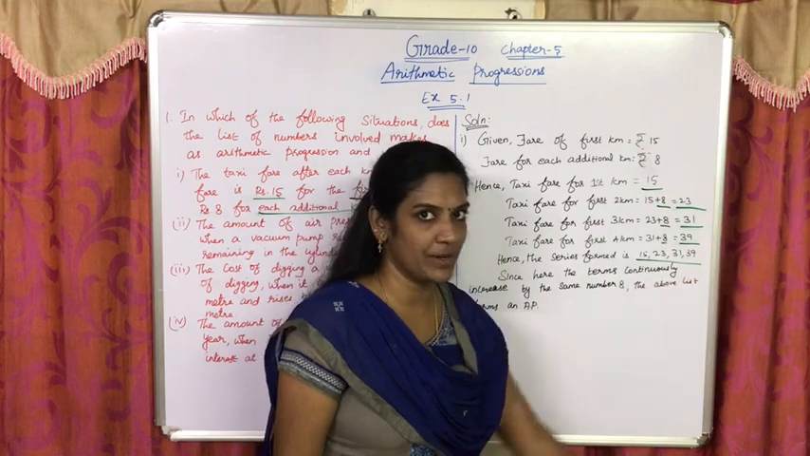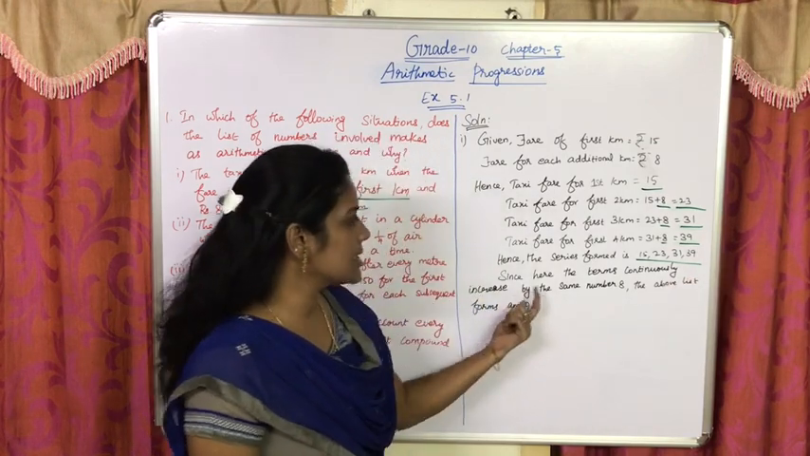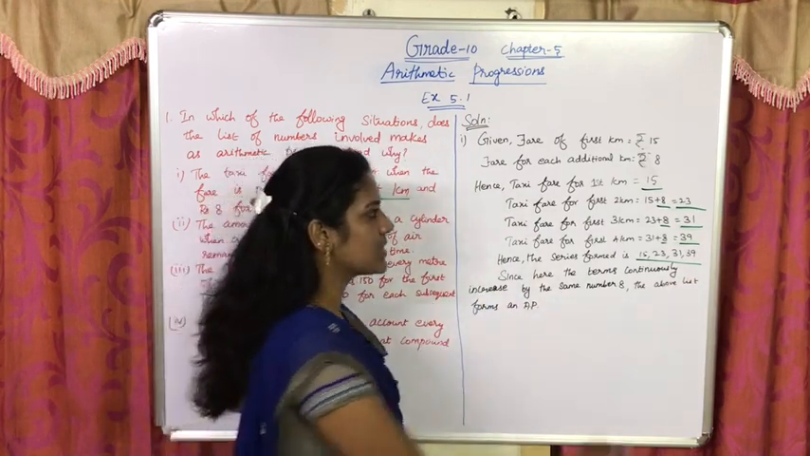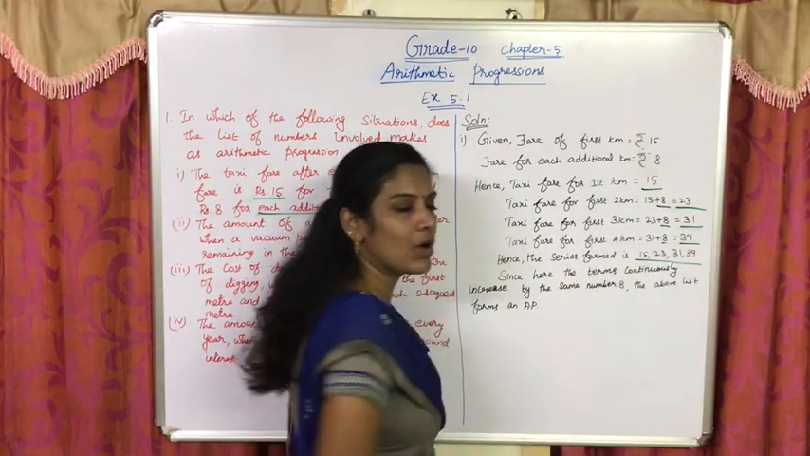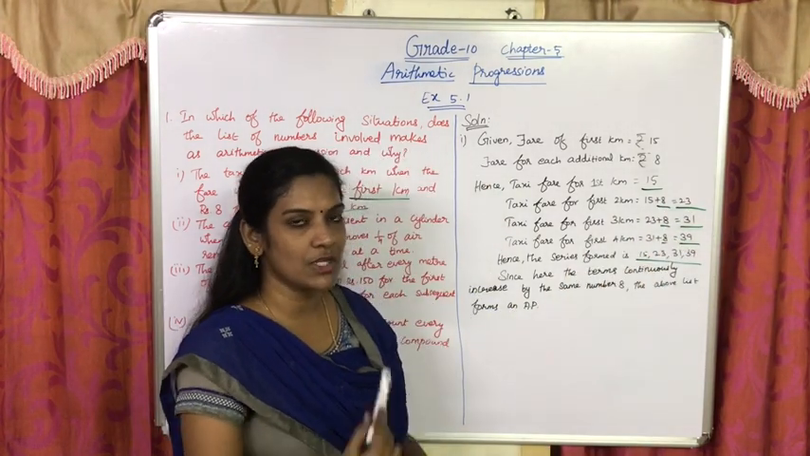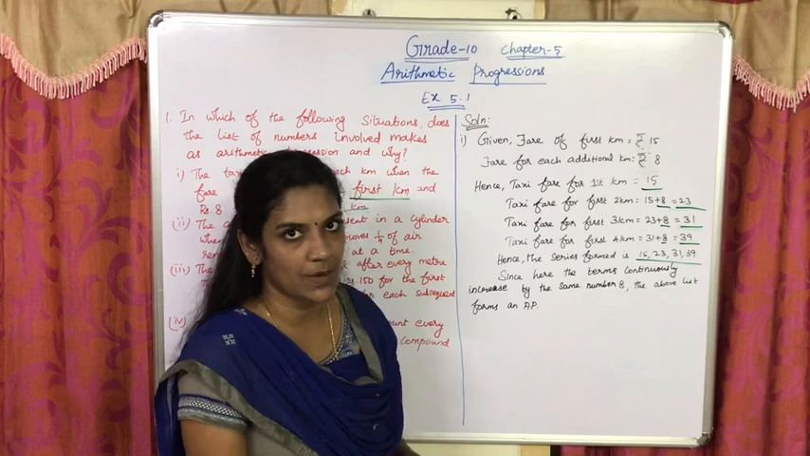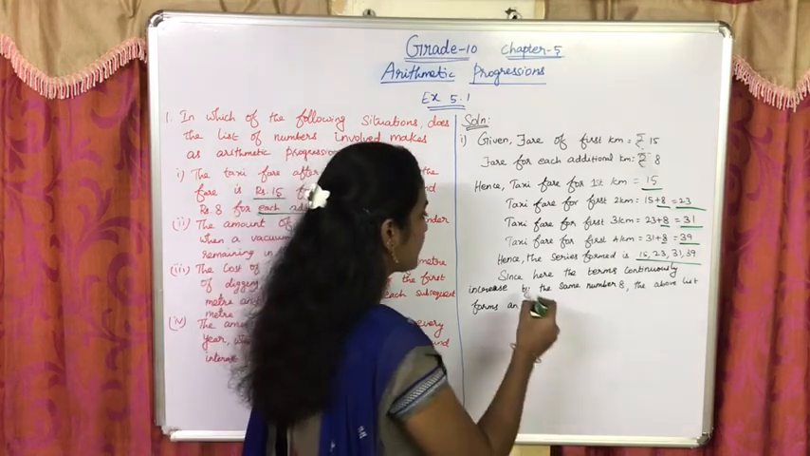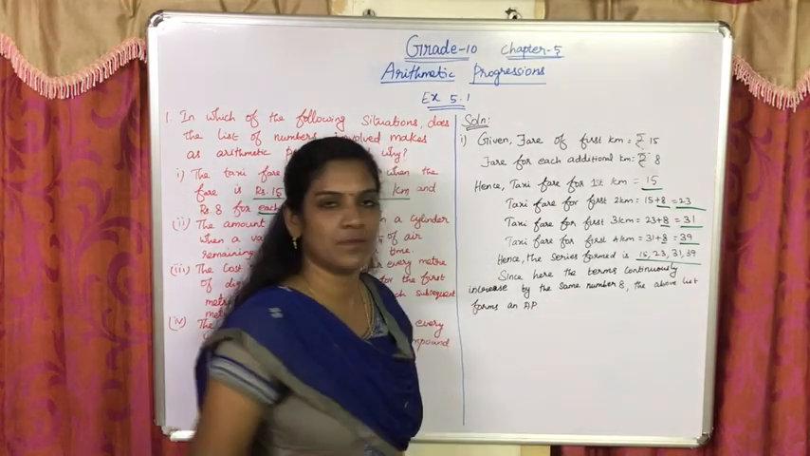In the next kilometers I need to pay similarly. Since here the terms continuously increase by the same number 8, in all the cases I am adding 8 rupees, because for the additional kilometer it is given in the question as 8 rupees. The above list forms an AP.